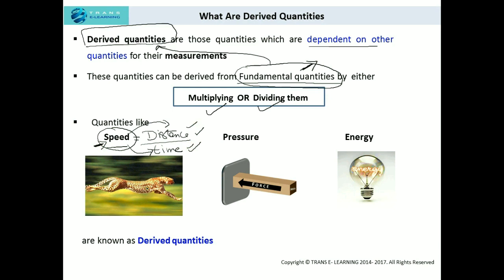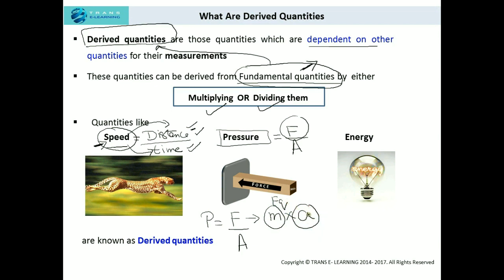Sometimes it doesn't stop at one level, it goes further and further. For that I would like to give you an example of pressure. Now what is pressure? Pressure is force upon area. Unlike distance, force is again a derived quantity, so it will not stop here. We have to go deeper until we get the fundamental quantity. So pressure is equal to force upon area. Now what is force? Force is mass into acceleration. Now mass is a fundamental quantity, whereas acceleration is again a derived quantity.